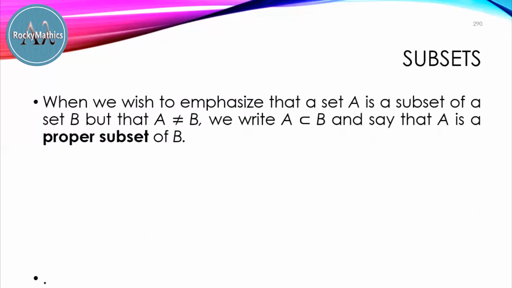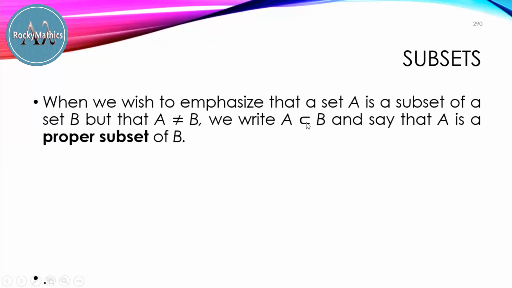Okay, now when we wish to emphasize that a set A is a subset of a set B, but that A is not equal to B, we write this notation and say that A is a proper subset of B. So earlier in our illustration, we use this notation because we clearly see that A is smaller compared to B. That's why we use this notation, and we say this as proper subset.